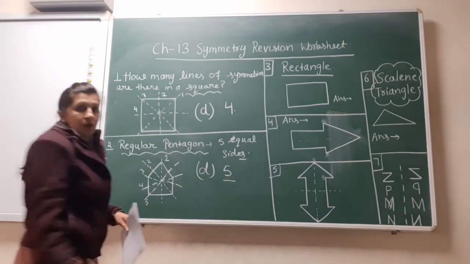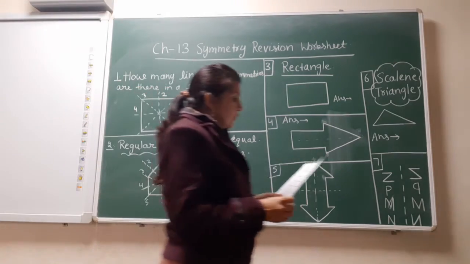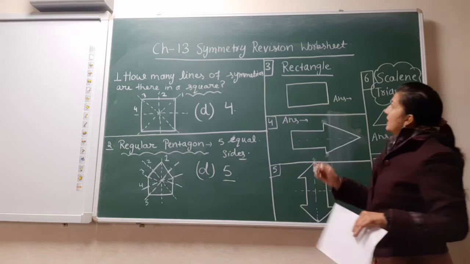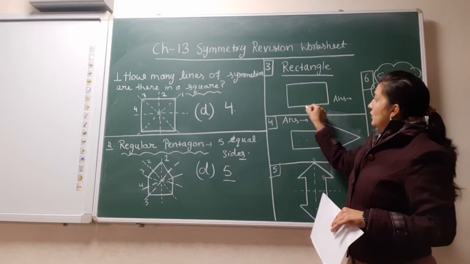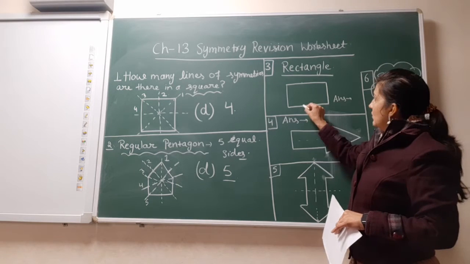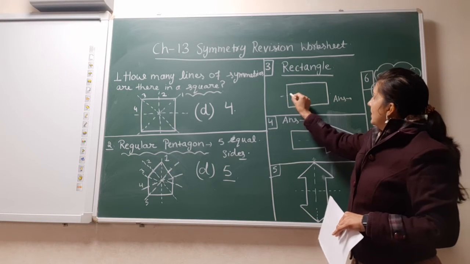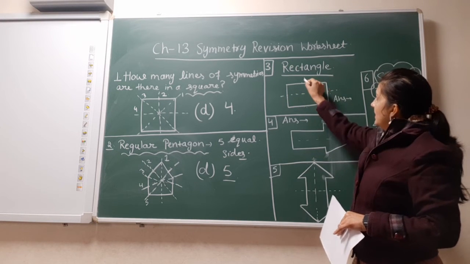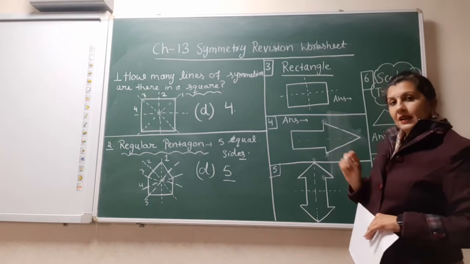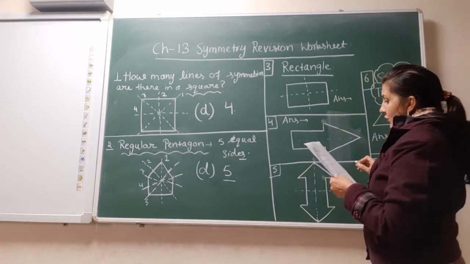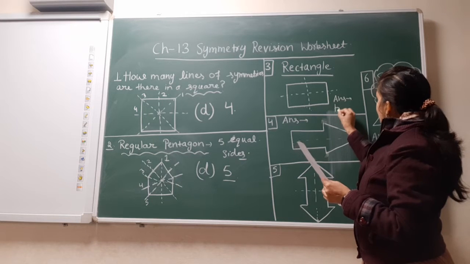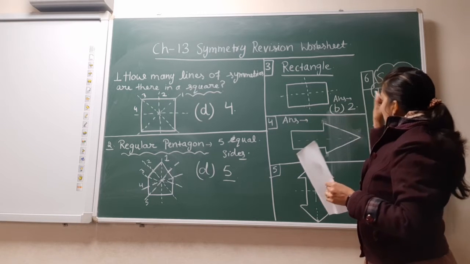Answer is 5. Next comes how many lines of symmetry are there in a rectangle. A rectangle has opposite sides equal. This side is equal to this and this side is equal to this. So it has horizontal and vertical lines of symmetry, so only 2 lines of symmetry. So option D is our answer.